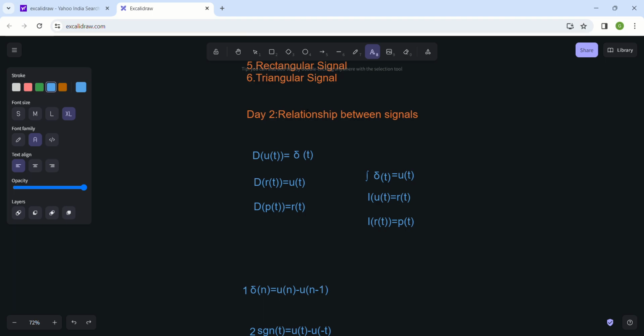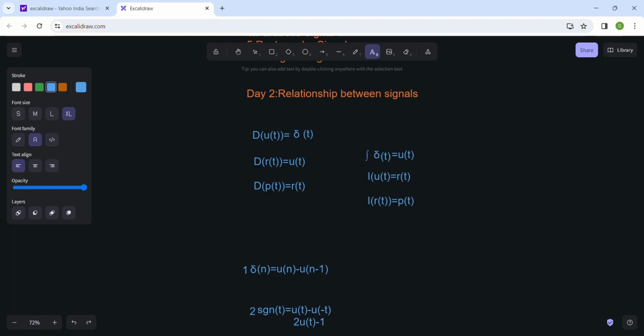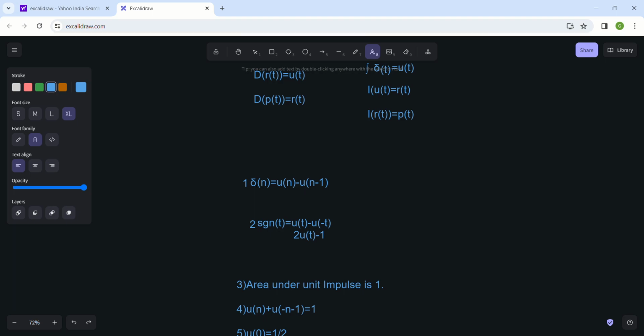What have we discussed in today's class? Relationship between signals. Differentiation of the unit step signal is the impulse signal. Differentiation of the ramp signal gives the unit signal. Differentiation of the parabolic signal gives the ramp signal. Again, the same way, integration: integration of delta of t equals u of t. Integration of u of t equals r of t. Integration of r of t equals the parabolic signal.